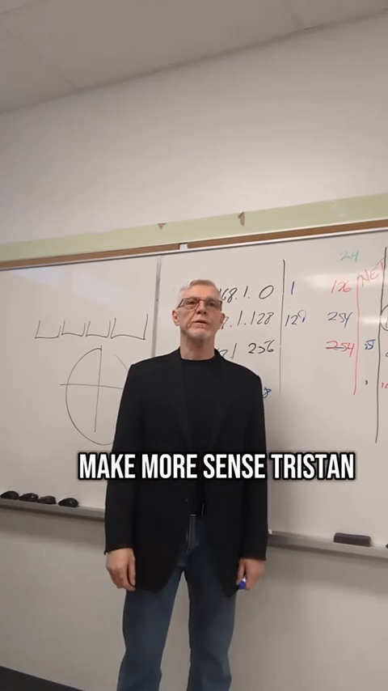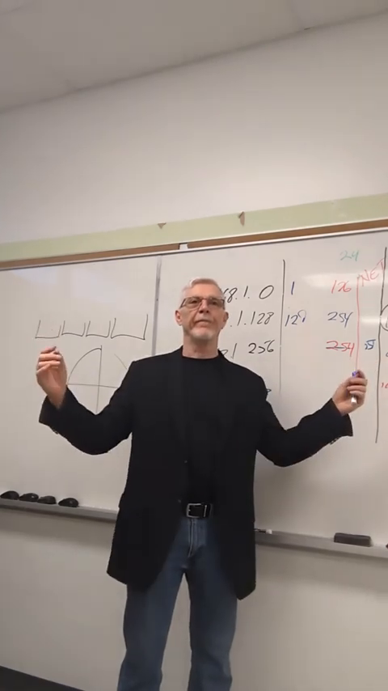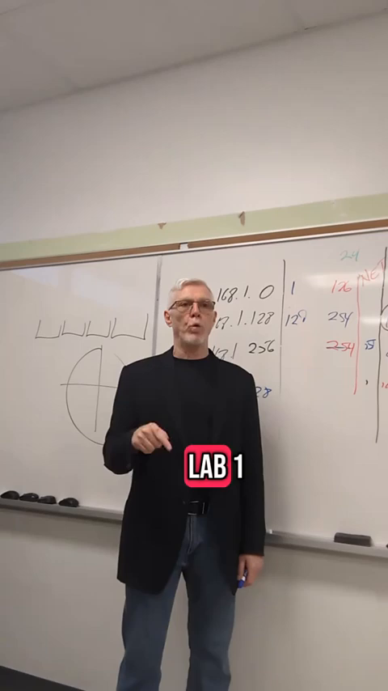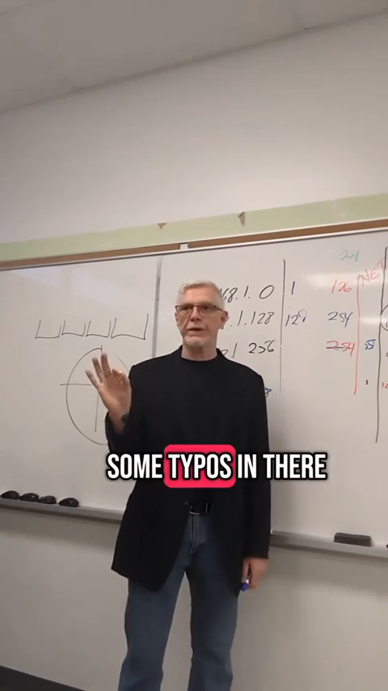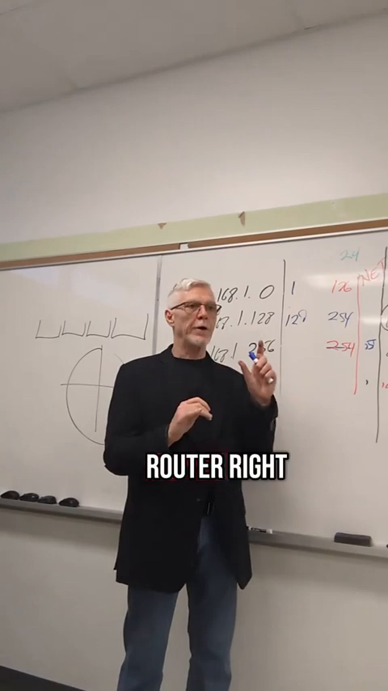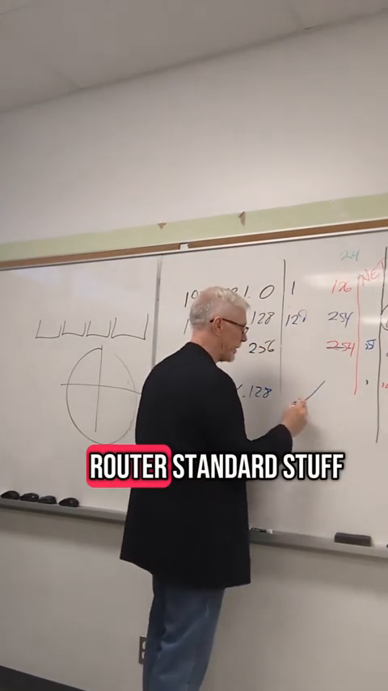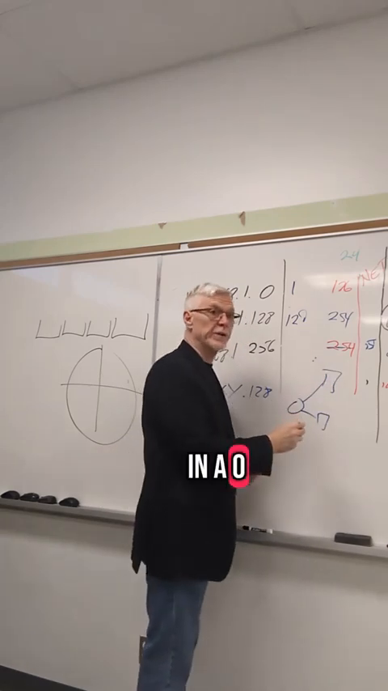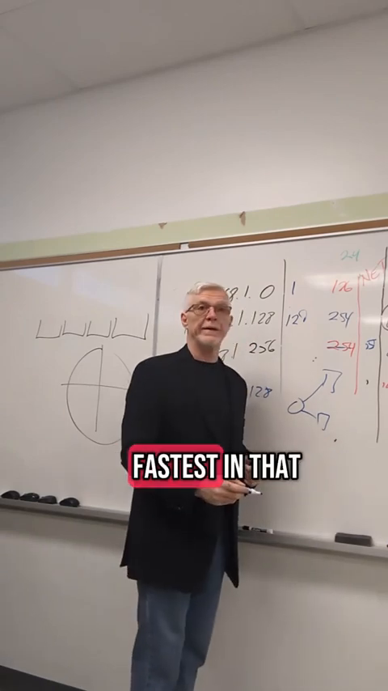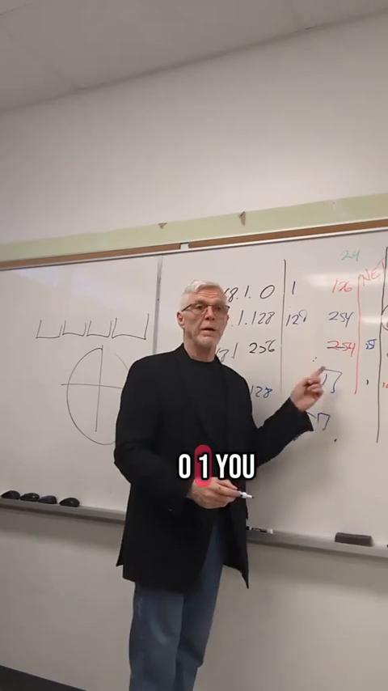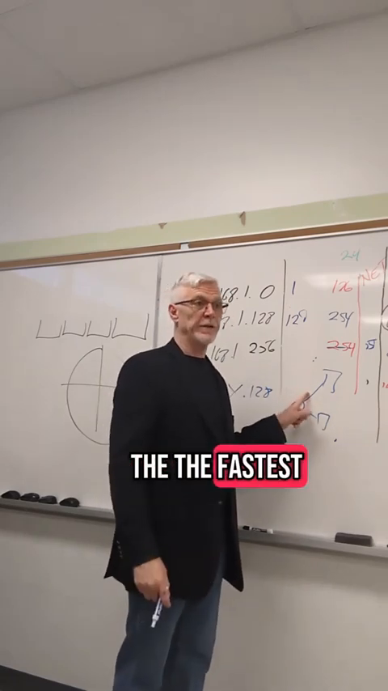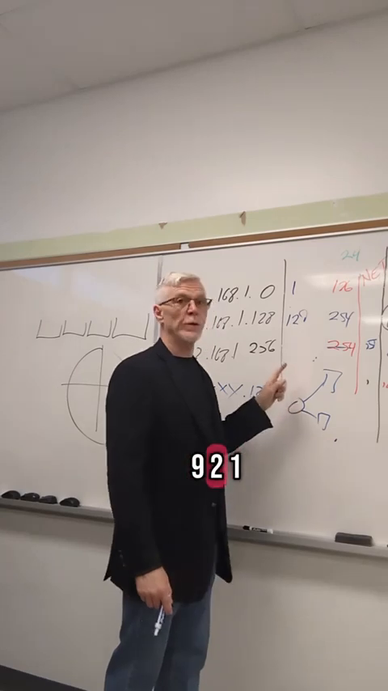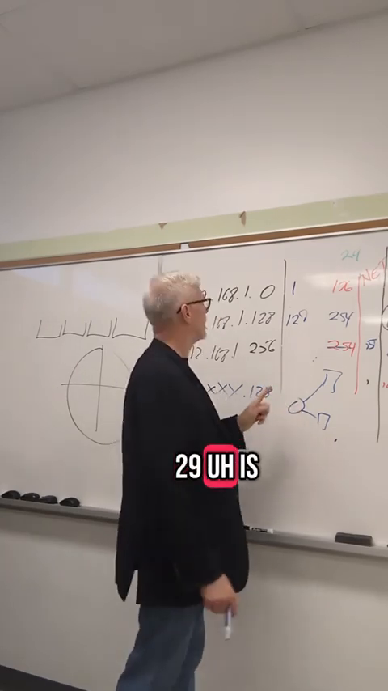Cool. You know what would make more sense? Let's build it. If you go into DC Connect and in this lab section, you'll see a lab called Subnet Lab 1. I'll put a screenshot in. There's some typos in there. You're going to have to fix them. It's basically one router with standard stuff with 2 switches. I want you to put the first network on the top, FastEthernet 0/0. The second network on the bottom one, FastEthernet 0/1. You're going to use the first IP for FastEthernet 0/0, so that's going to be 192.168.1.1. On the second one, you're going to put 192.168.1.129.